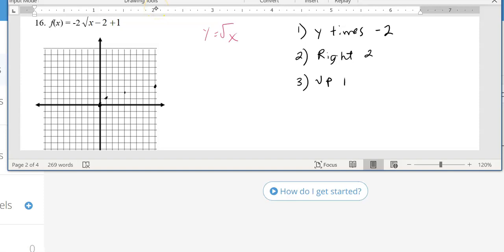And I'll put my answer in red. So that first point that started at the origin, after I did all of these transformation processes, is now this red point. So I'll just erase that one. And we're going to work through that for all of our points.